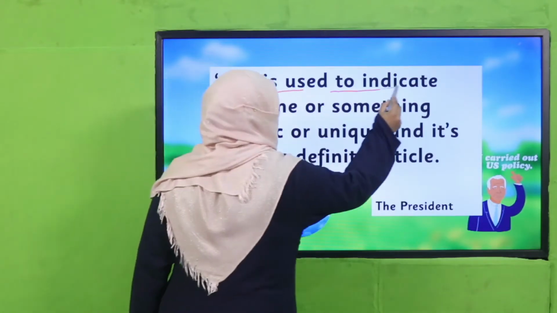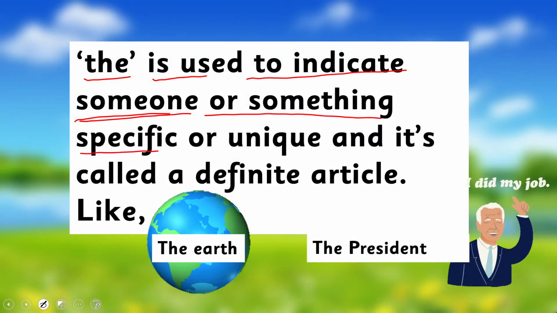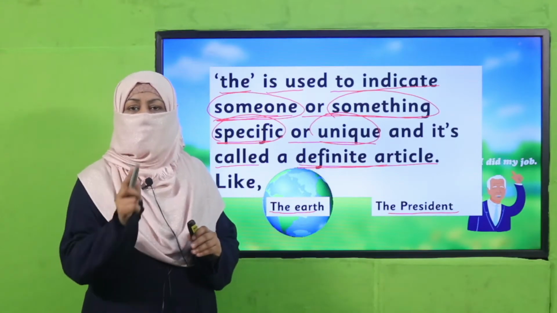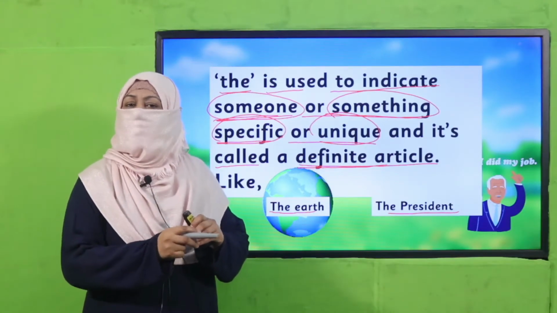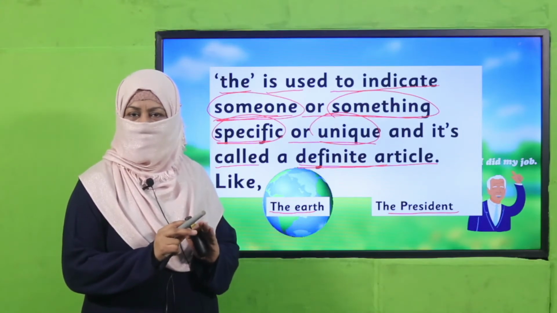The is used to indicate someone or something specific or unique. What does it mean? It means the noun, if it's a person or a place or a thing, and that is specific or unique, then we use the before that. And it is called the definite article. For example, the earth, the president, and its identity is known to the reader, right? A and an are used in general and the is used in a specific situation. This we have already done, right?